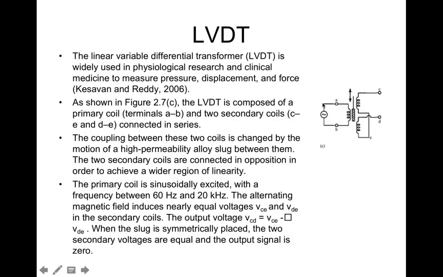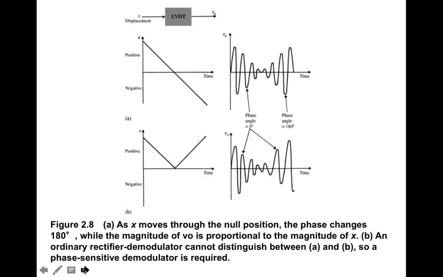So you put a sinusoidal voltage on the primary coil, and that then causes it to couple to the secondary coils. The coupling is going to depend on the positioning of this core material. And so as the coupling changes, the output voltage will change. If this core is in the middle of the two secondary coils, then the voltages are equal and the output signal is 0.